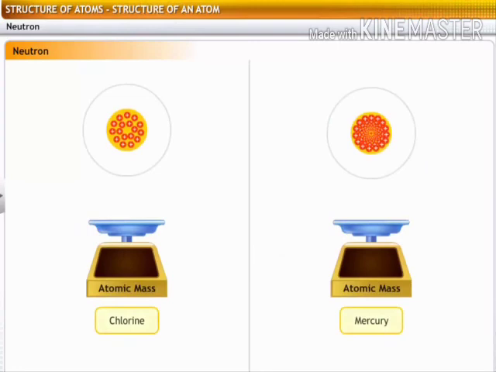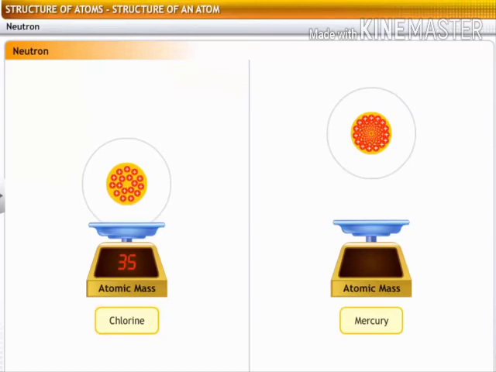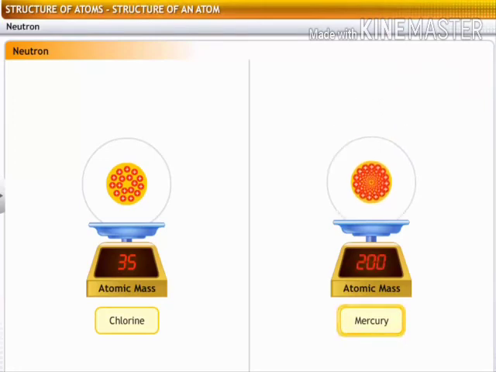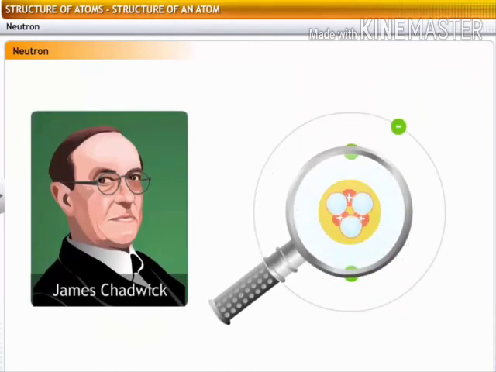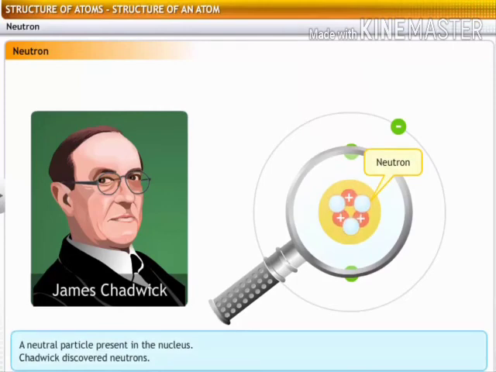For example, the number of protons in chlorine is 17, but its mass was found to be 35. Similarly, the number of protons in mercury is 80, but its mass was found to be 200. This problem was solved when James Chadwick discovered another particle, the neutron. A neutron is a neutral particle with a mass equal to that of a proton and is present in the nucleus along with the proton.